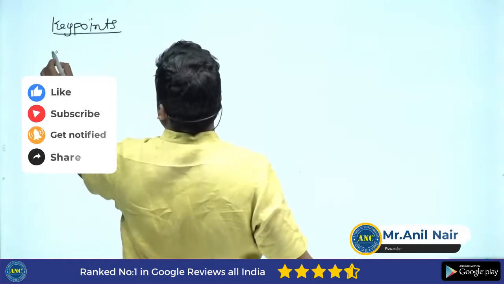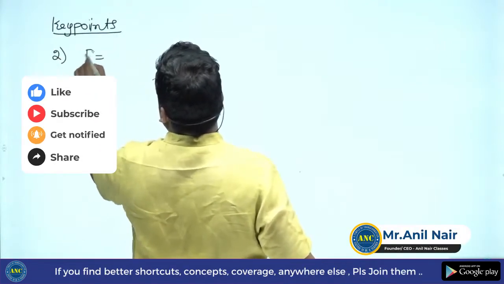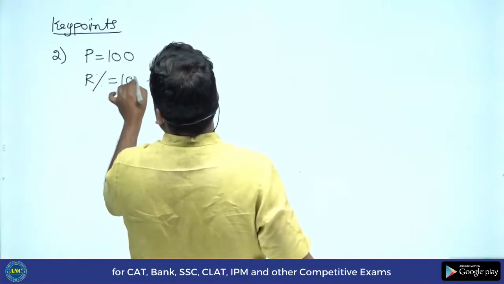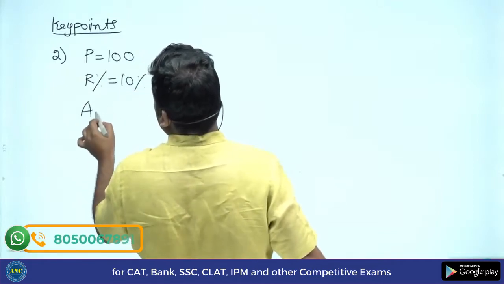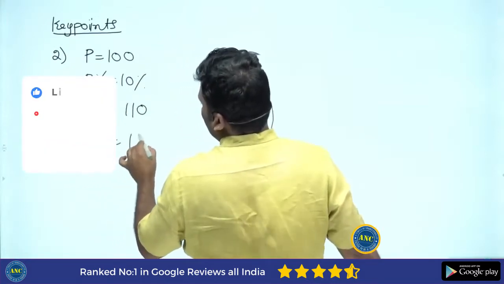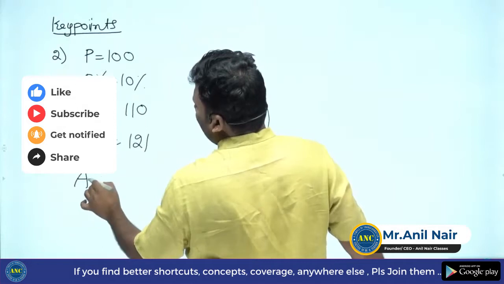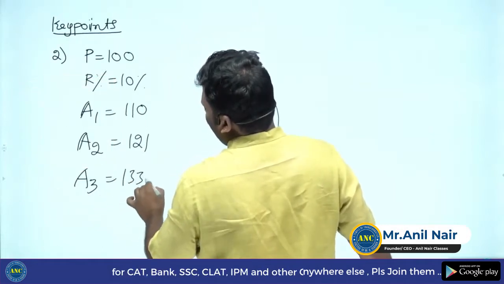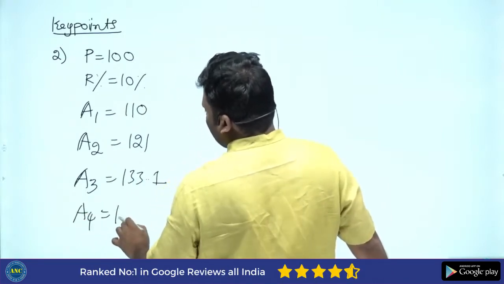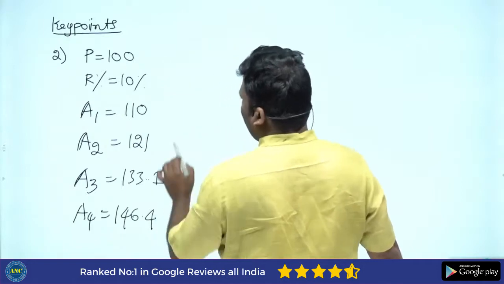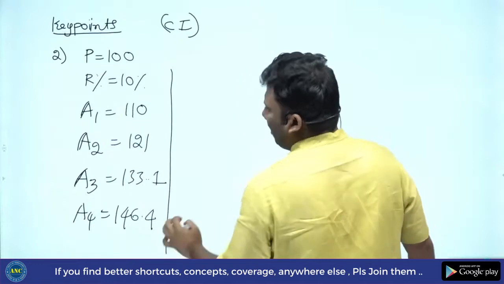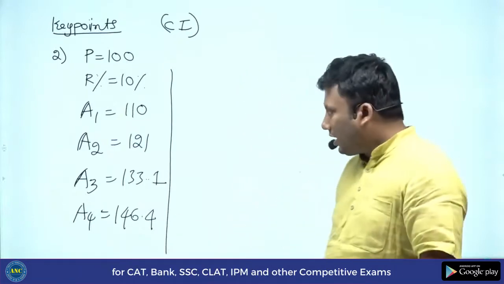Second key point. Principal is 100, r percentage is 10 percentage. Amount after first year is 110. Amount after second year is 121. Amount after third year is 133.1. Amount after fourth year is 146.41. We are doing this under compound interest.